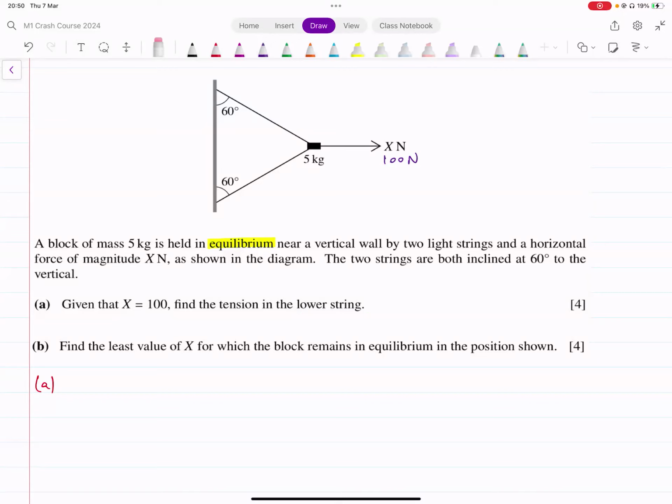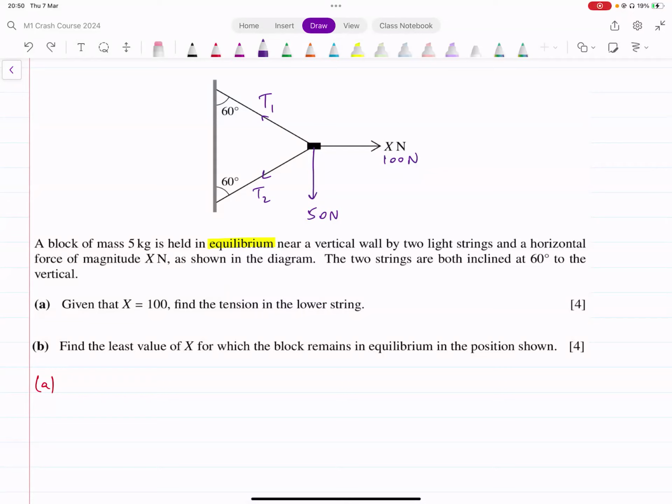What are the forces acting? Let's represent the forces first of all. We have the weight of the block acting, that's downwards. Mass is 5 kilograms. That means the weight is 50 Newton. The force acting towards the right is 100 Newton. There's one tension that's going to act here. Let's call that T2 and T1, the force that's acting above. These are the two tensions that we have. And that's it. These are all the forces acting.